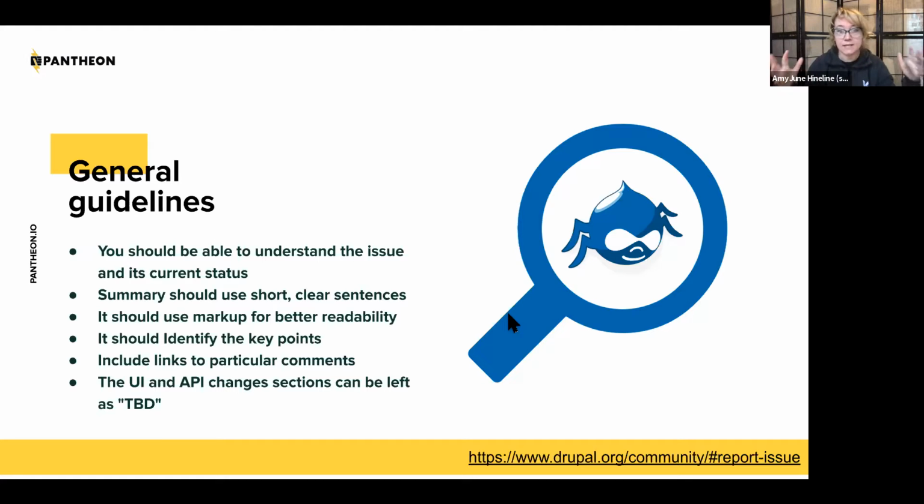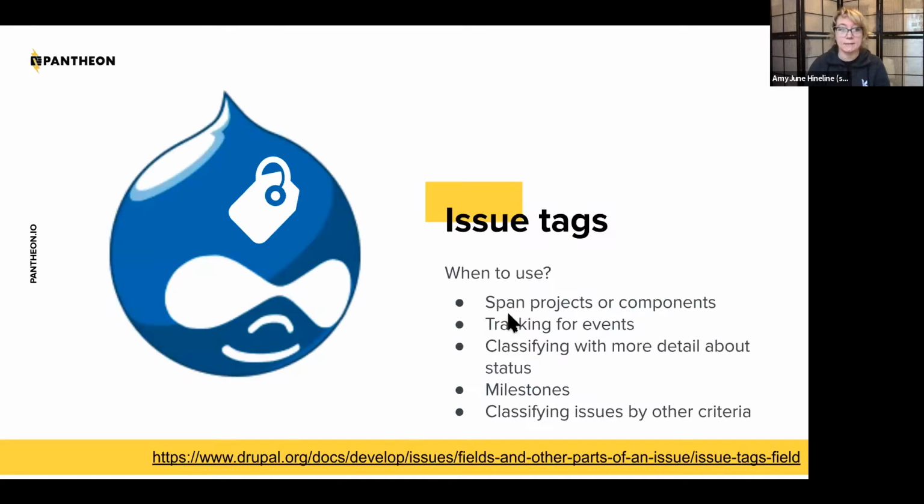It should really identify key points rather than quoting whole paragraphs. Keep it short and concise. And again, the UI and API changes section can be left TBD, and others can follow up with documenting that part of the summary.